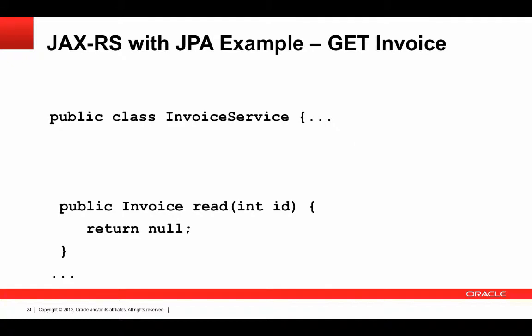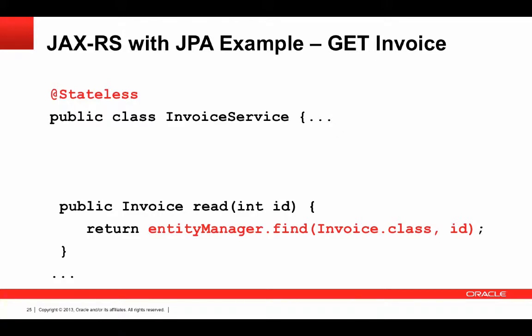So looking at a simple employee invoice service bean, what we have is a class that has a simple method to go and retrieve or read an invoice. At this point, we've just mocked it up. And what I'd like to do is show you how you can transform this into a JAX-RS endpoint. The first thing we do is make it a stateless EJB. So now we have our invoice bean. It has an injected entity manager, and the invoice read method can do an entity manager find, making a retrieval from the back end to get the invoice object and exposing it out to the client.